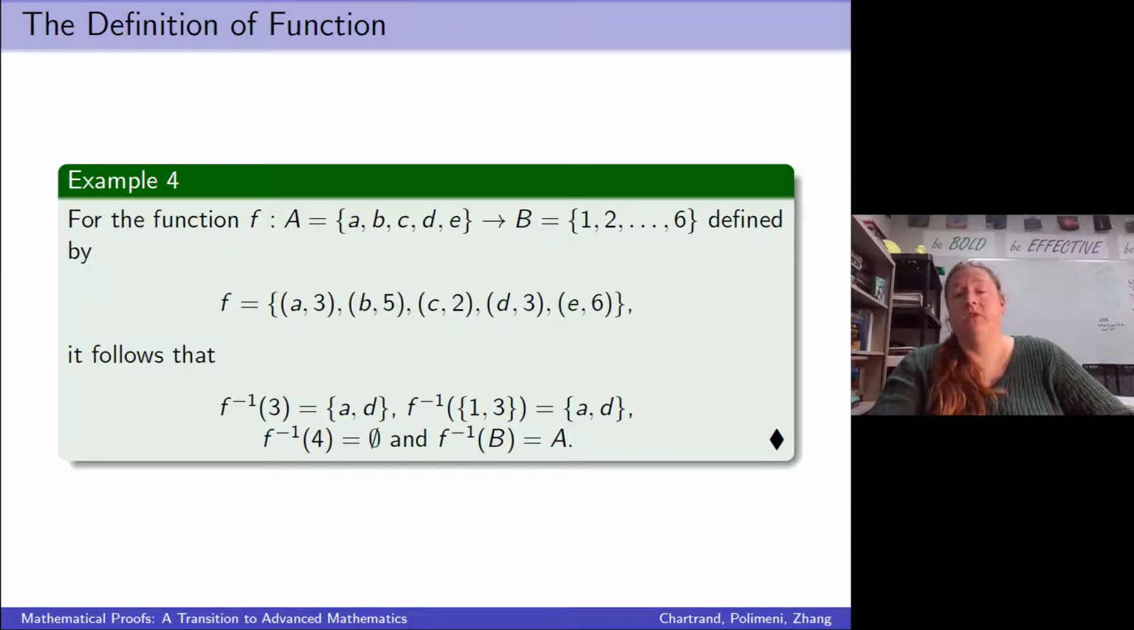Likewise, I can do this when I'm looking for both 1 and 3. 1 doesn't appear, so A and D is again that set. I could look for the inverse image of something like 4. 4 doesn't appear, so the inverse image of 4 is the empty set. And if I take the inverse image of all of B, then I see that I get all of A.